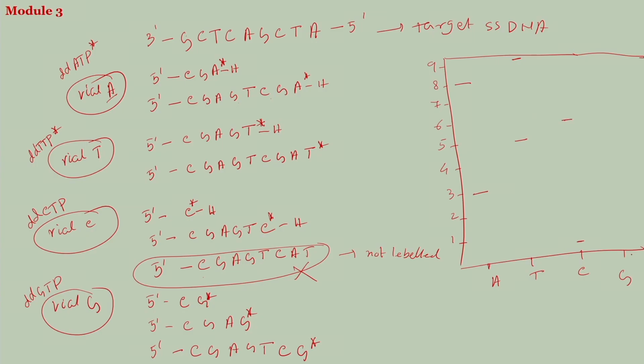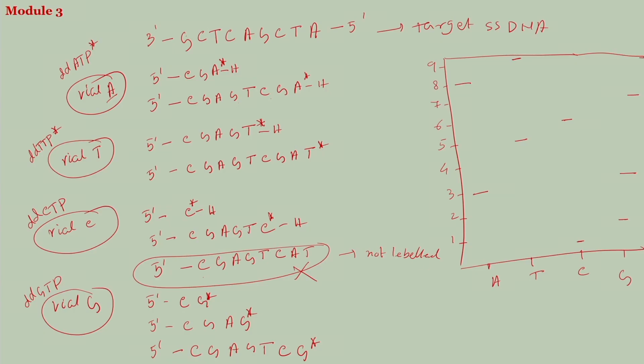And then the vial G, 1, 2, 3, 4, 1, 2, 3, 4, 5, 6, 7. So, at the length of 7. Now, do we have all the lengths? This is first, second, third, fourth, fifth, sixth, seventh, eighth and ninth.